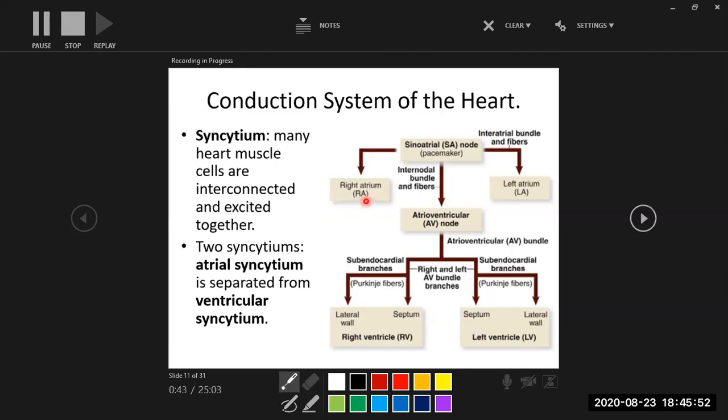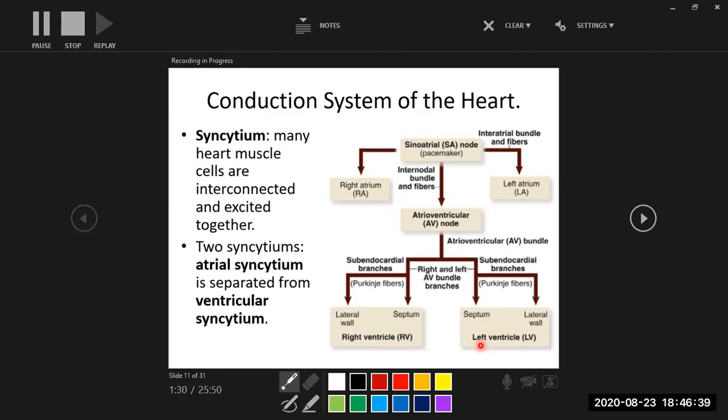The left and right atrium will contract together. Even though they contain a lot of muscle cells, these muscle cells don't contract independently. They contract together, and that is called a syncytium. We have the atrial syncytium because these two contract together, followed by the ventricular syncytium because these two contract together. So if I ask you the contraction sequence, you will say left and right atrium contract together, followed by left and right ventricle contracting together. That is how our heart functions.